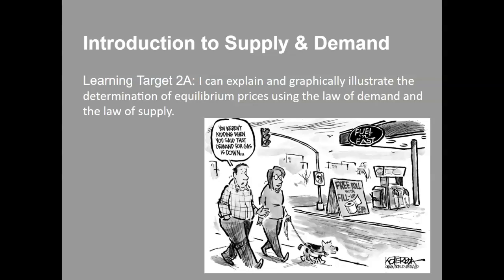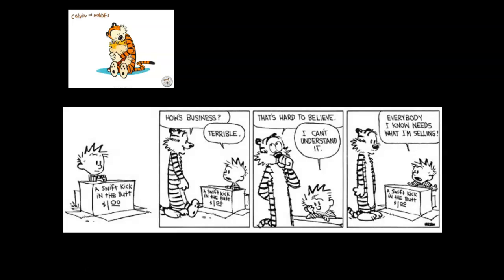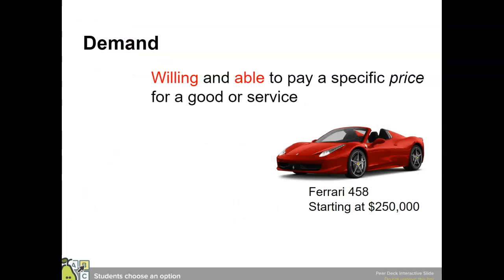Learning target 2A: I can explain and graphically illustrate determination of equilibrium prices using the law of demand and the law of supply. I think this one fits particularly well with our current state of affairs, living during a pandemic when people are driving less and there seems to be a huge demand for toilet paper, at least at the beginning, and the demand for gas went down so far that the price went down for gas. I'm going to let you pause and read that if you want to.